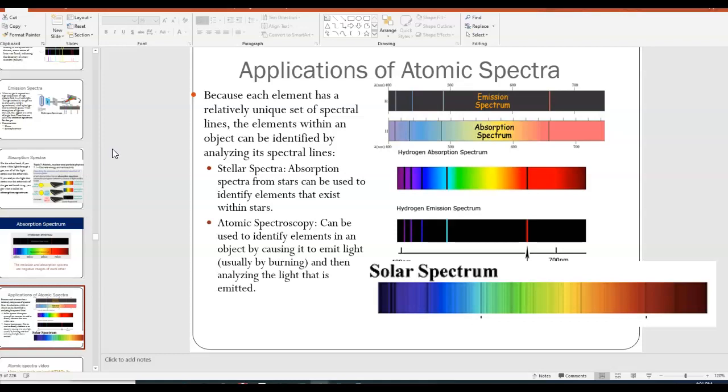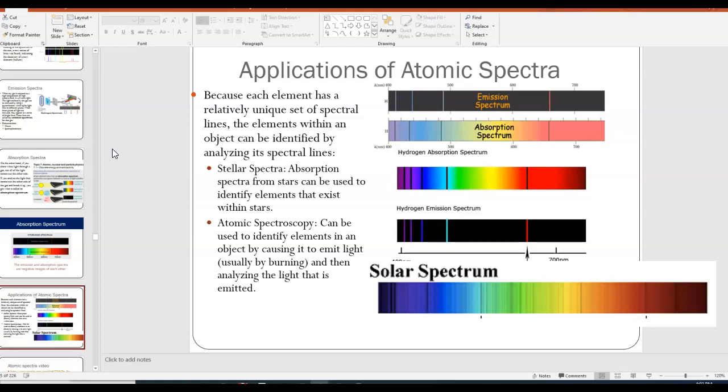Okay, so two applications of atomic spectra. One of those we kind of alluded to before, but you can basically take any object you want or any gas you want, and you can find out what elements are in that gas or object by basically causing it to emit light, usually by burning or, again, passing electricity through it. And then by analyzing the light that comes out the other side, you can identify what elements make up that mystery object.